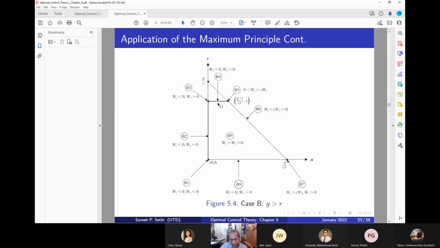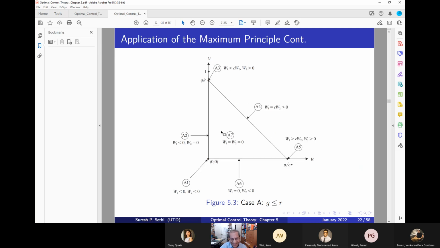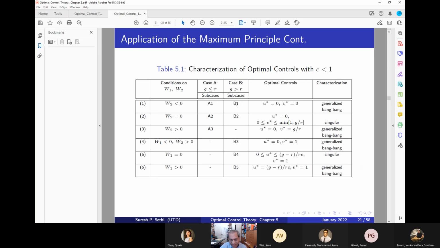Case 1, case 2, case 3, case 4. No, case 1 and case 2 and case 3 and 4. Let's just go to the table here. So we have B1, which is 1, and B2, which is a singular case, and then B3, which is not the singular case, then B4, which is a singular case, and then B5, which is not the singular case.